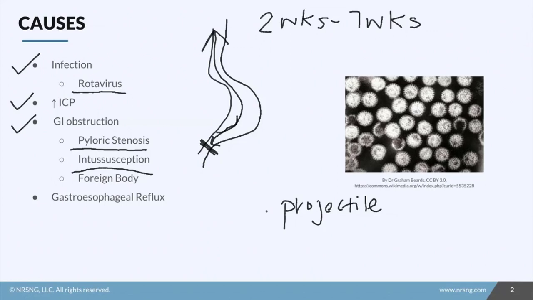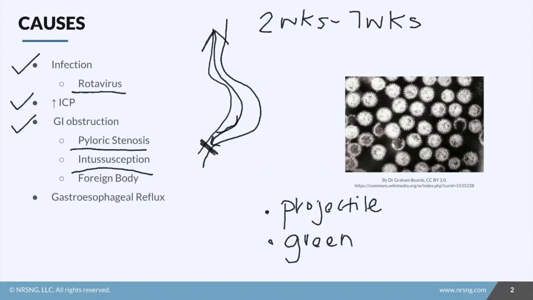For projectile vomiting, that's a good sign that there's an upper GI obstruction. And for a lower GI obstruction, what we would be looking for is vomit that is green, which means it has bile in it. So green vomit or that projectile vomit are two things to be really aware of during your assessment of the vomiting child.